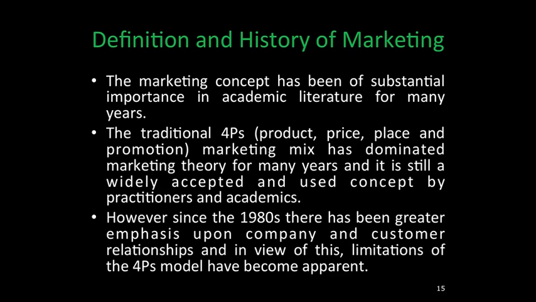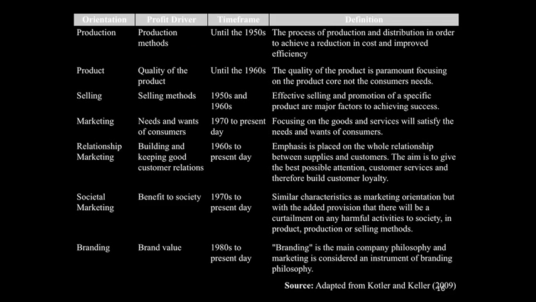It has been substantially important in the academic literature for many years. The traditional 4 Ps of the marketing mix has dominated marketing theory for many years. It's still a very widely accepted concept by practitioners and academics. However, since the 1980s, there's been greater emphasis upon company and customer relationships, and in view of this, the limitations of the 4P model have become very apparent.